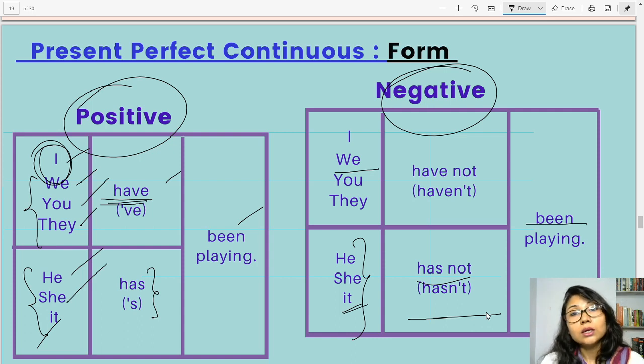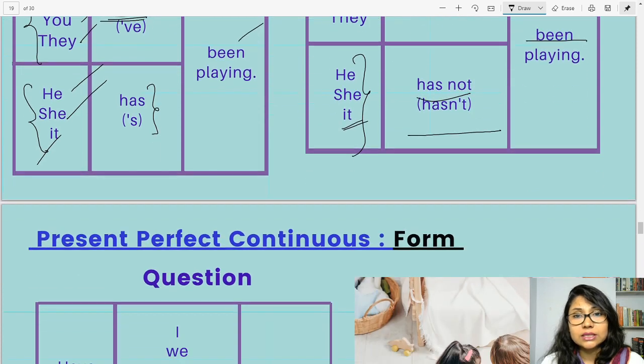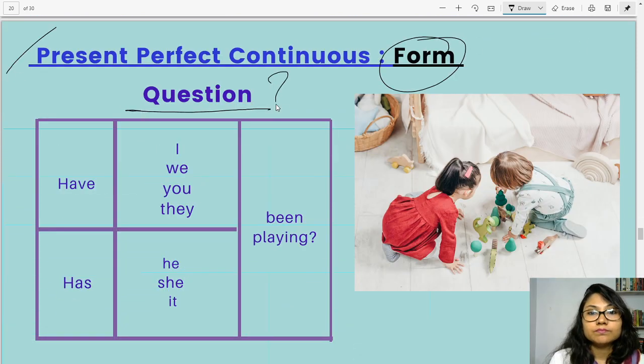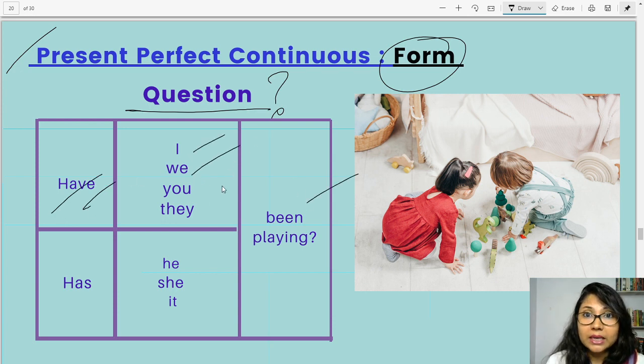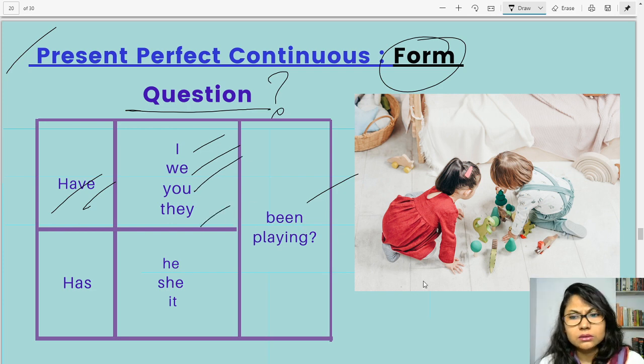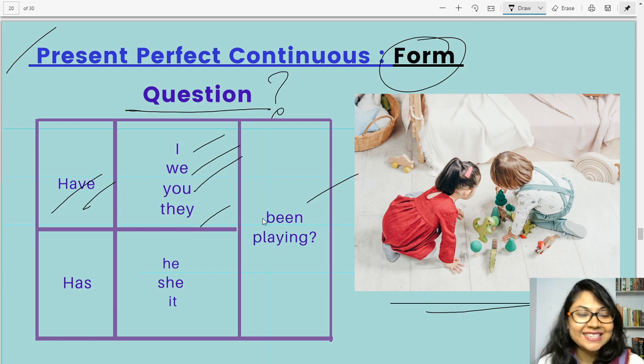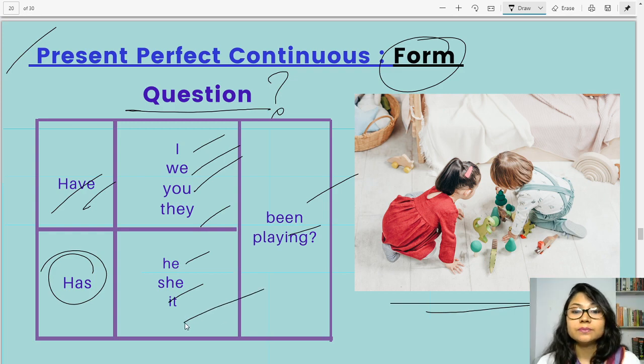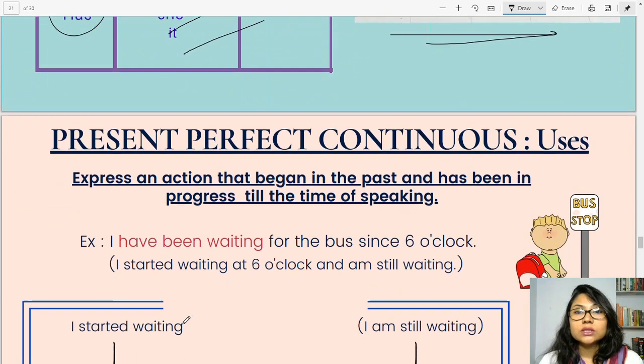Now let's look at the question form. The forms are really very easy, isn't it? Present perfect continuous form, question. Have I been playing? Have we been playing? Have you been playing? Have they been playing? As far as they are concerned, they have definitely been playing, isn't it? Has he been playing? Has she been playing? Has it been playing? Alright? Let's move on to the uses.